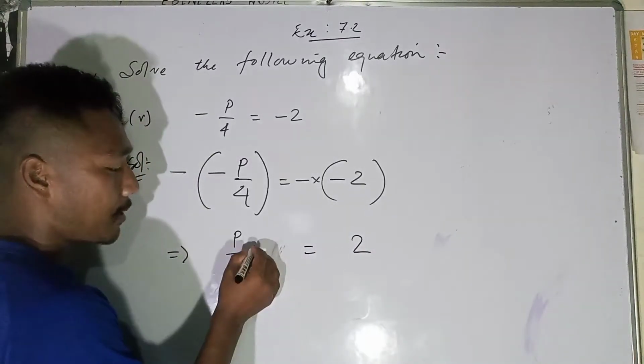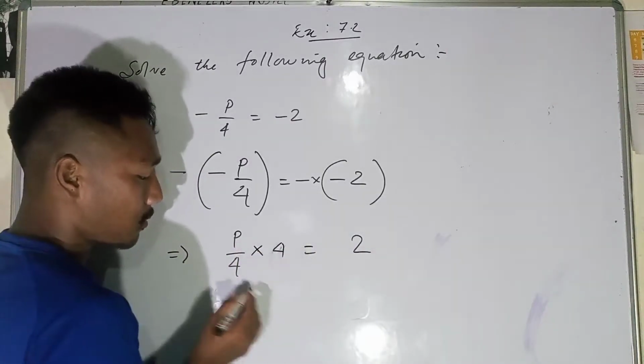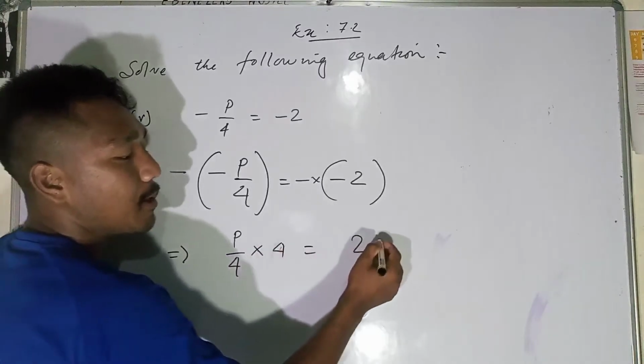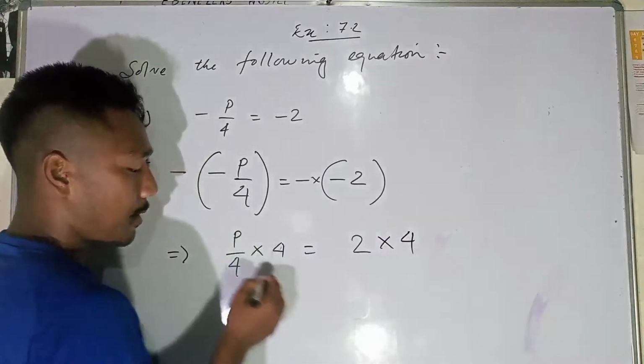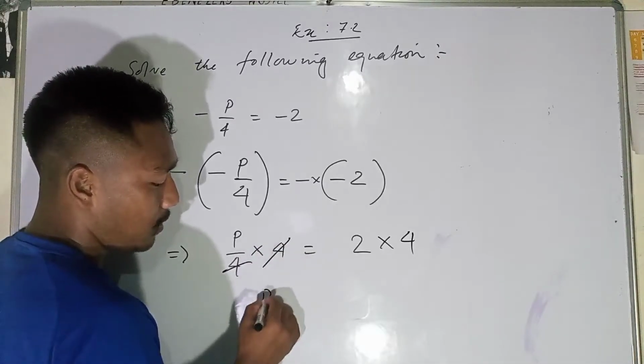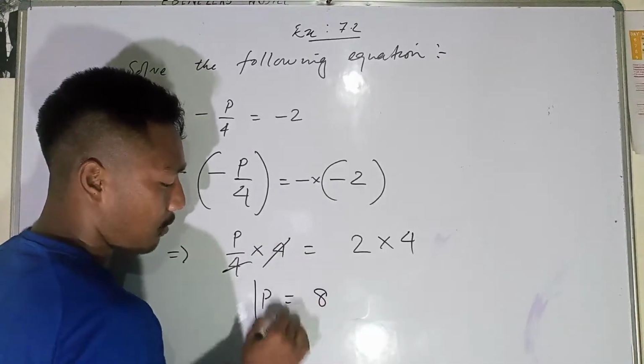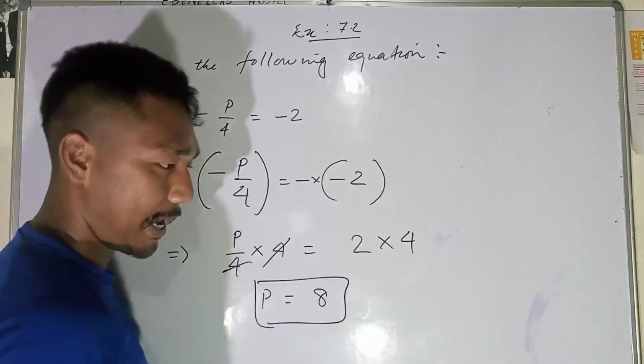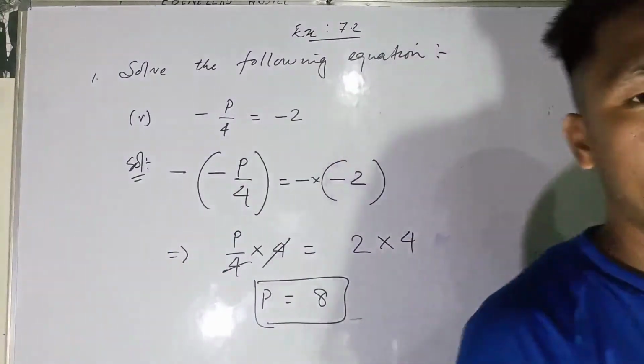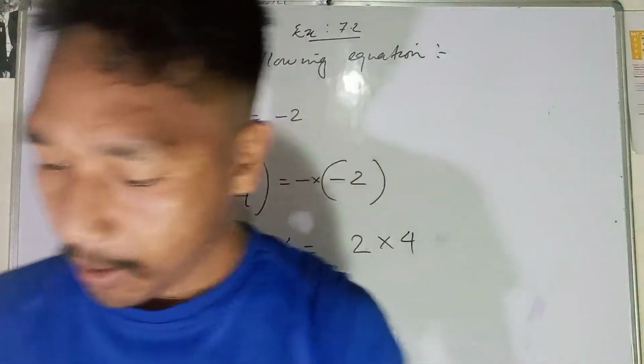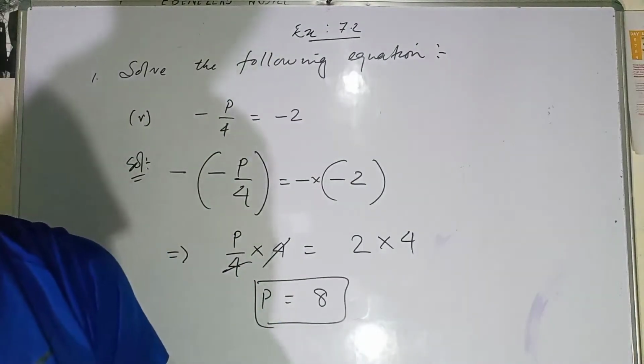Again, I will multiply by 4. Because here 4 is dividing, I have to multiply by 4 on both sides. If I multiply, the 4 and 4 get cancelled, so p is equal to 4 times 2, which is 8. What is our answer? p is equal to 8. I think you're clear about this one, right? Anyway, one more question we will try to solve.